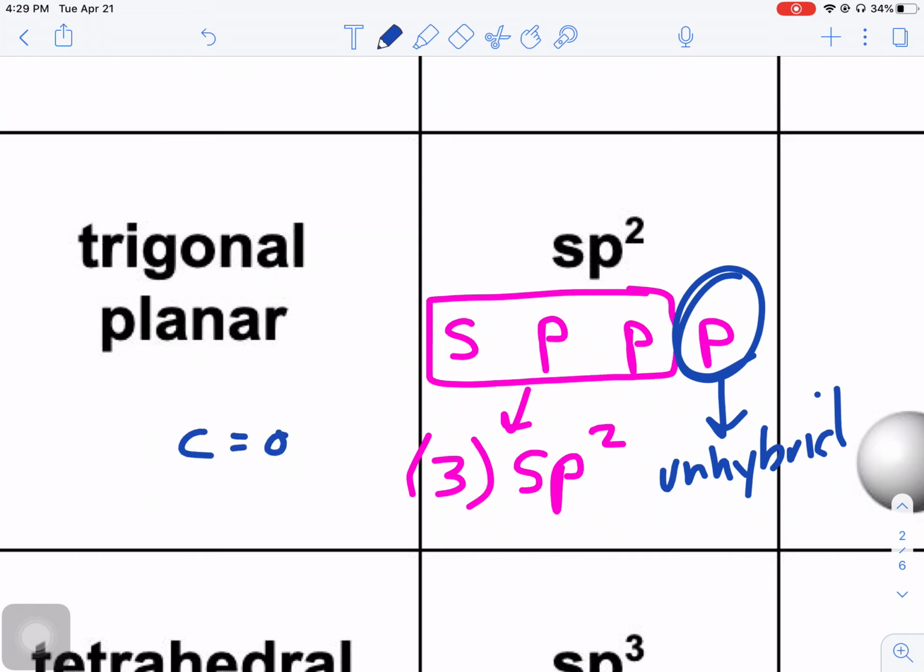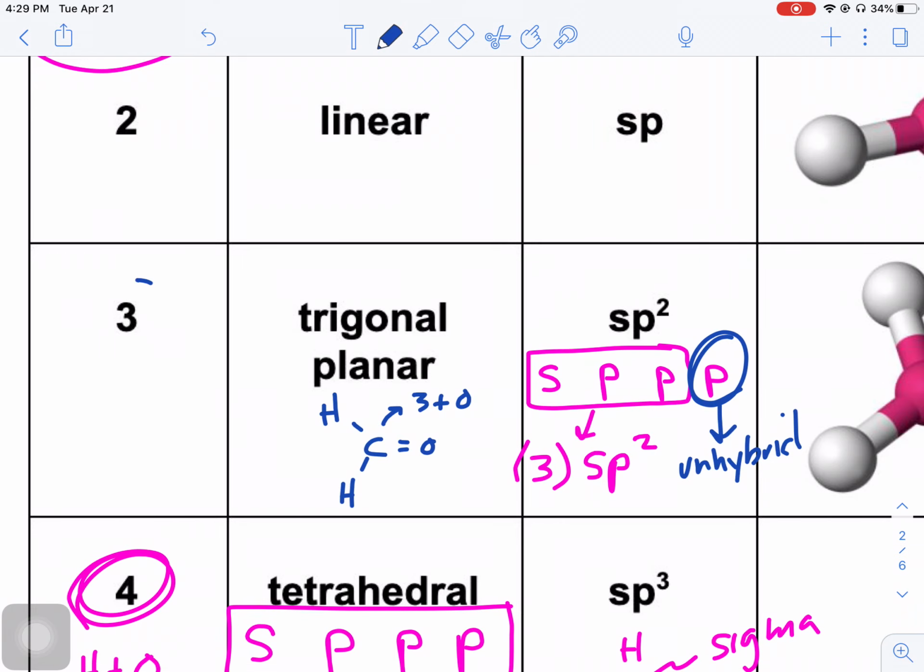If you look at formaldehyde, focus on carbon. Carbon is at the center of this molecule. Carbon has three neighbors. Carbon has zero unshared pairs. So carbon has three effective pairs. And in the case of carbon, it is sp2 hybridized.